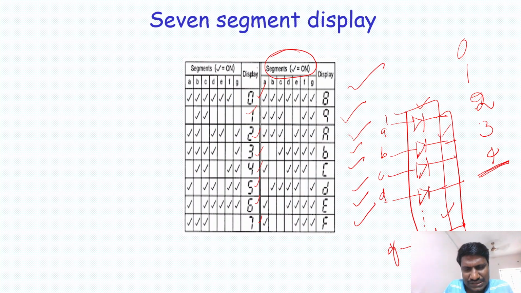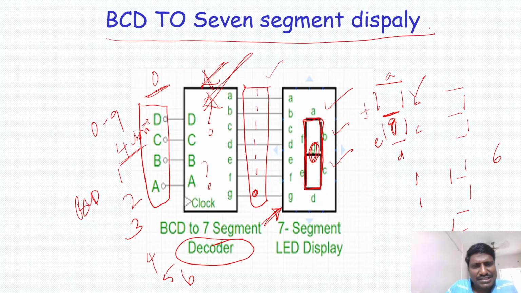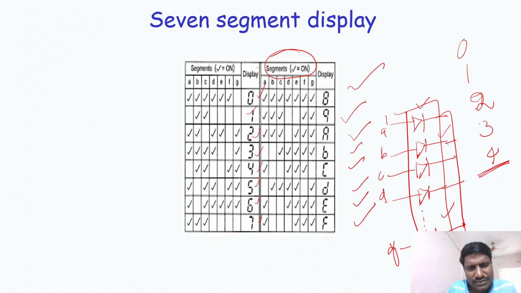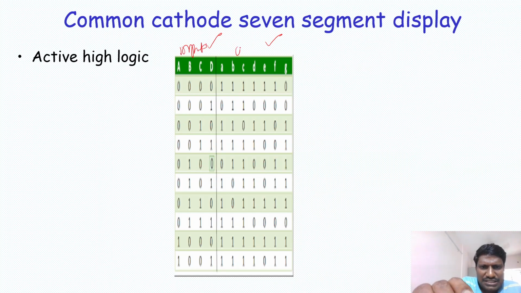So how to design that decoder? It is known as the BCD to 7 segment display decoder design. If you want to design it, you have to develop a truth table. What is the input that you are applying and what is the output that I want? These are the inputs, and this is the output I need to get.